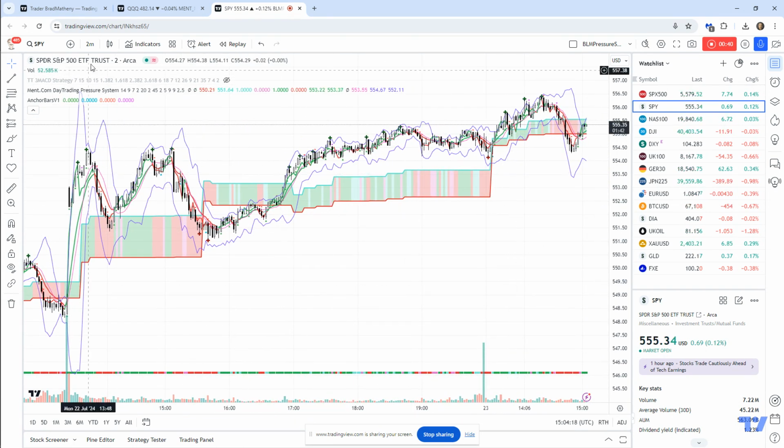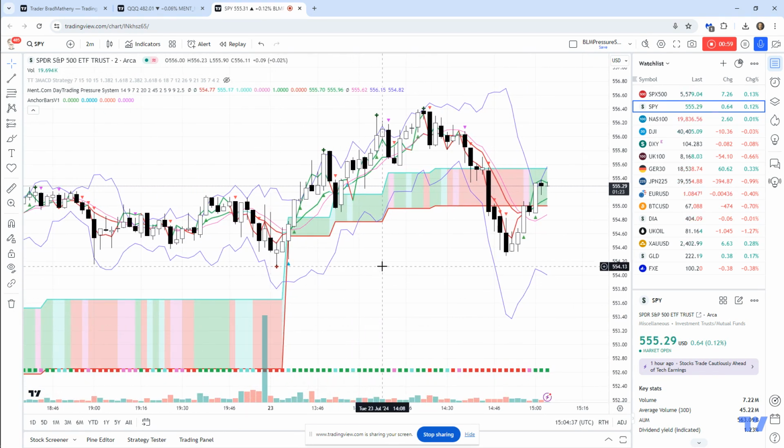This is the SPY 2 minute chart as of today. Here's obviously the opening day right here. You can see the opening pressure. We rallied up. But what I've been working on lately is this pressure system, which is designed to map this out. And I'll try to show this to you in here.